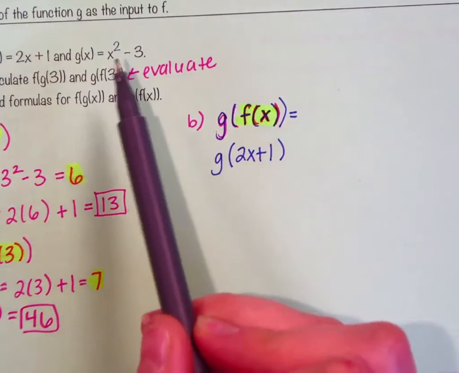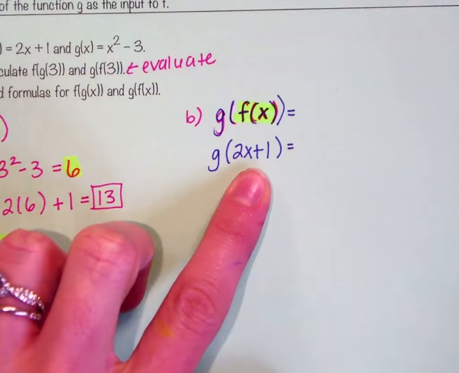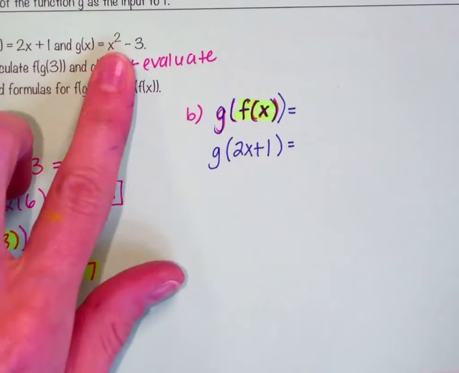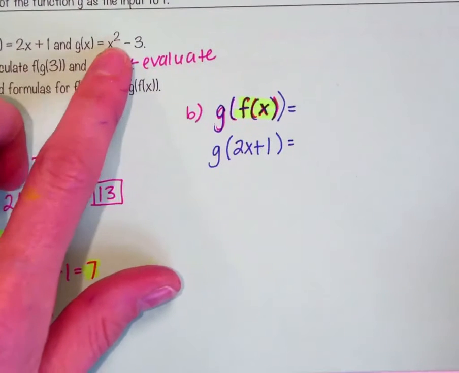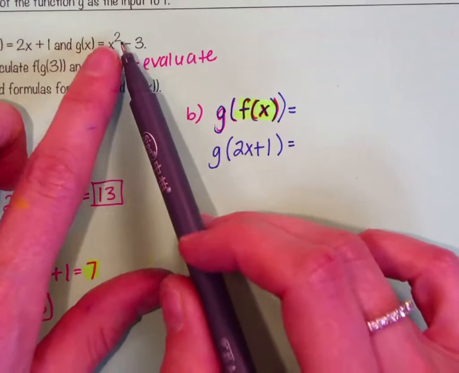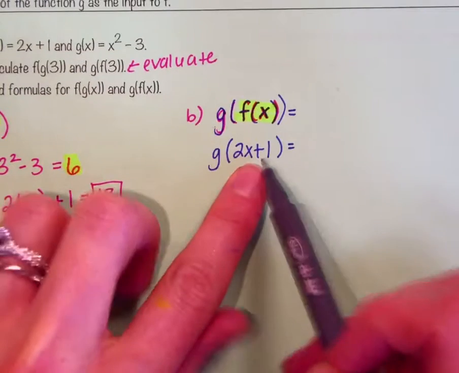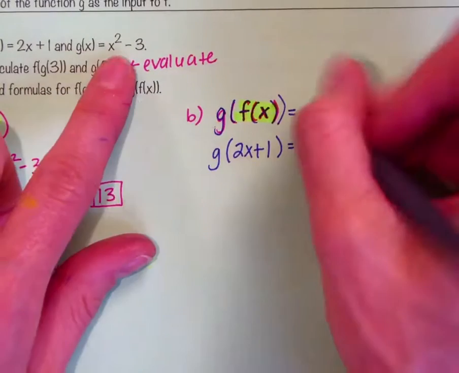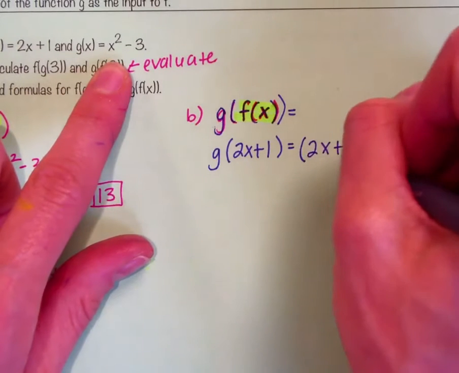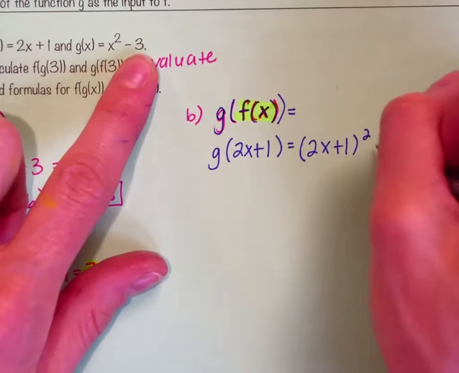So when I go to find a formula then, what I want to do, if this is my input, then that's what I'm substituting into my input for this function. So if g of x is x squared minus 3, g of 2x plus 1 is going to be (2x plus 1) squared minus 3.